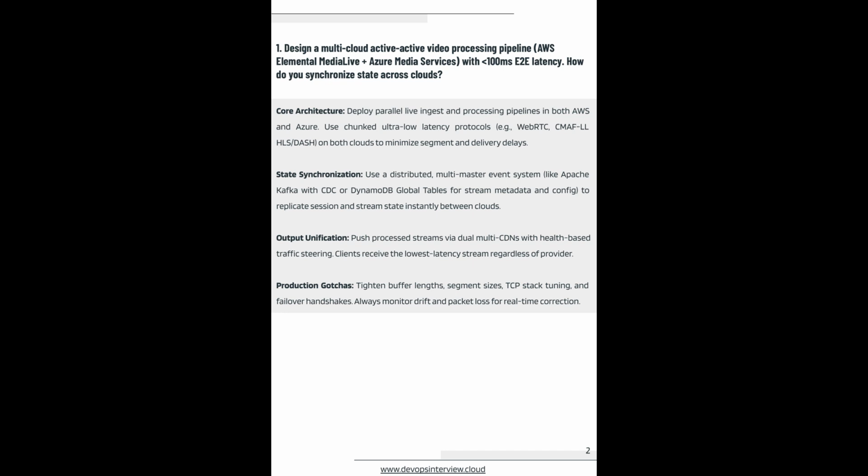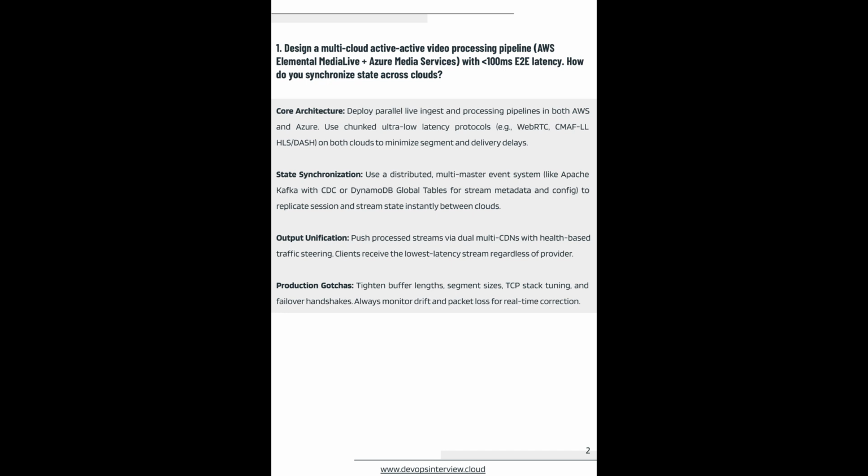Definitely. So maybe to quickly recap the core ideas for this part. 1, active redundancy, identical systems running live in multiple clouds. 2, stateless microservices, that's your key to failover and scaling. 3, ultra-low latency tech, things like CMAF-LL, WebRTC, tiny segments. And 4, aggressive tuning. Both the player buffer and the network itself need optimization.